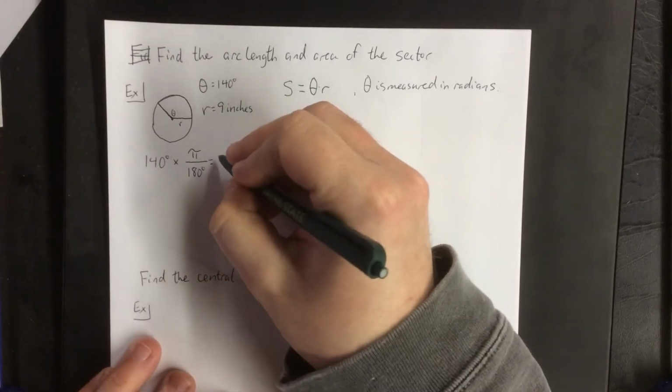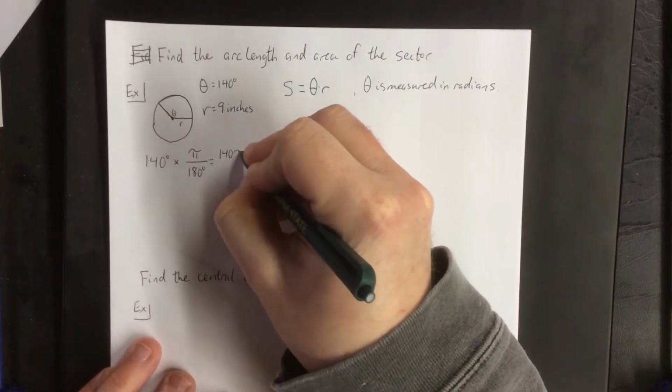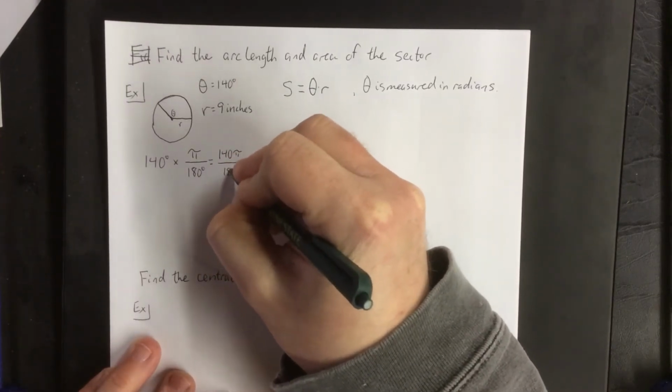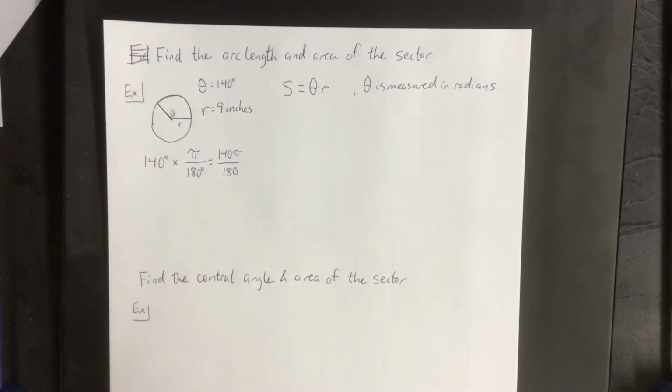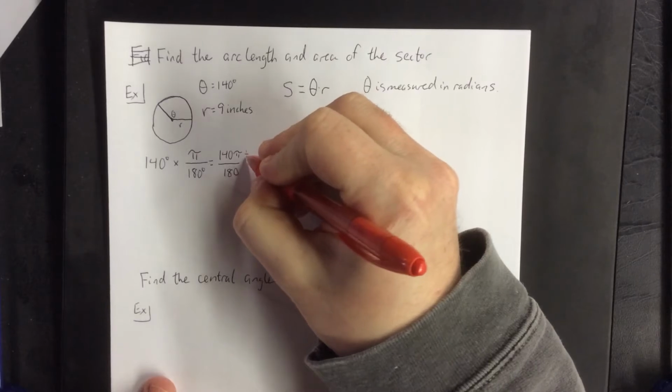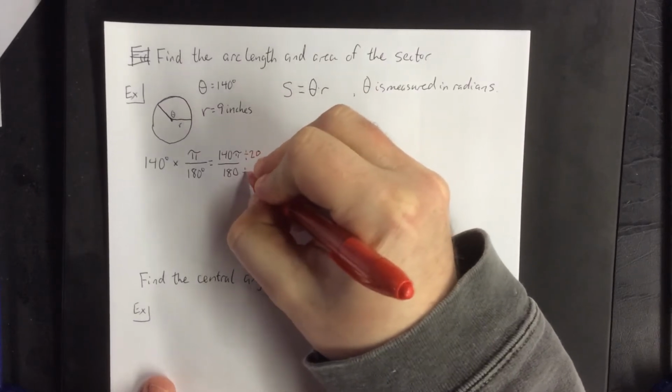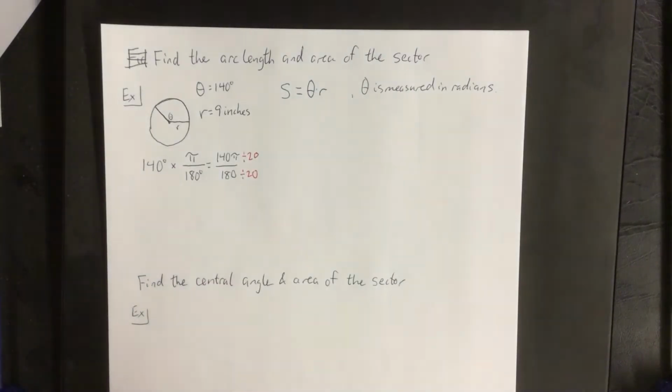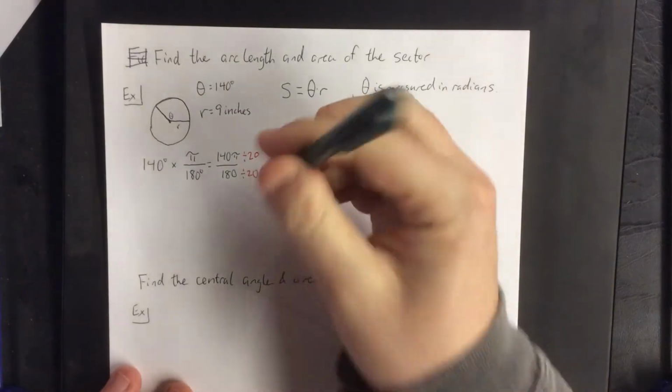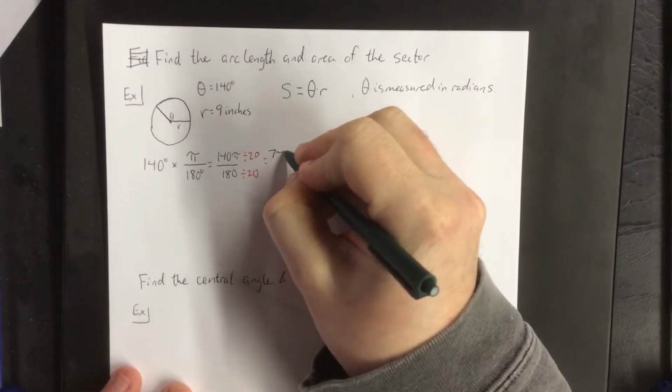Once we combine this into one single fraction, we'll have 140 pi over 180. If we reduce this fraction as much as possible, we should be able to pull a 20 from each of those to cancel out, to leave us with an angle of 7 pi over 9.